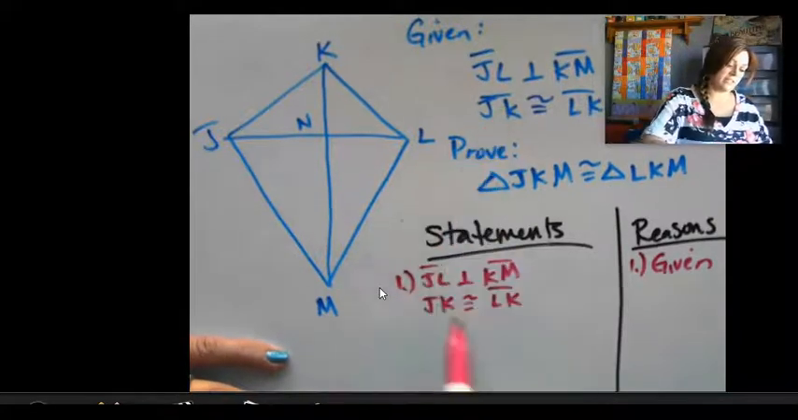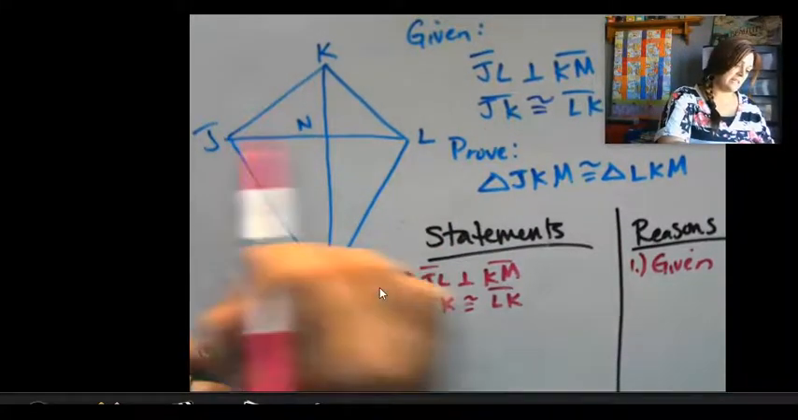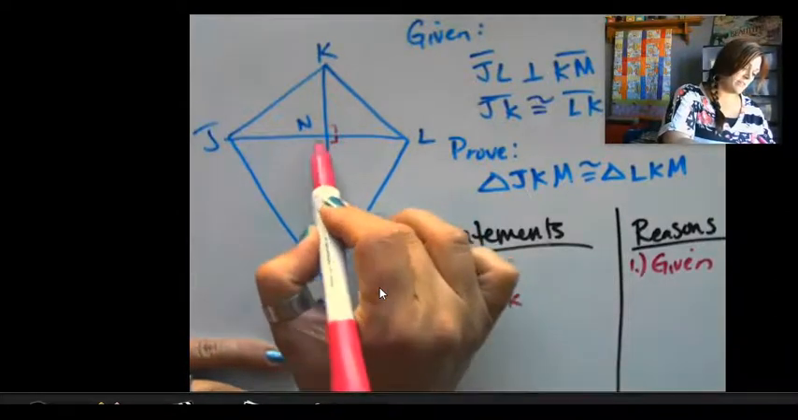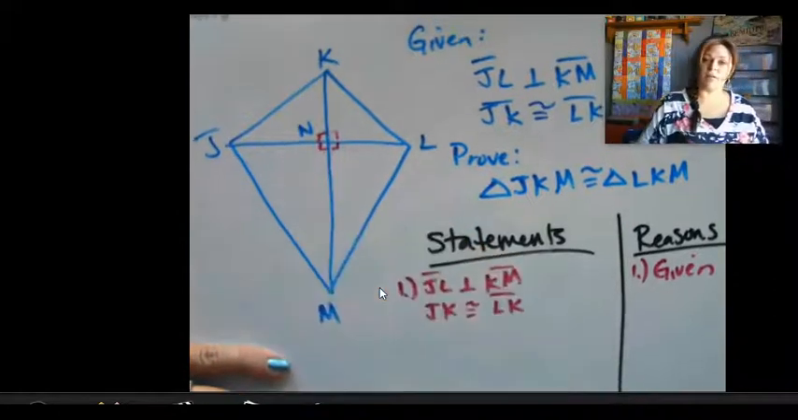All right, so I've got this. JL is perpendicular to KM. So all 4 of these right here are right angles.